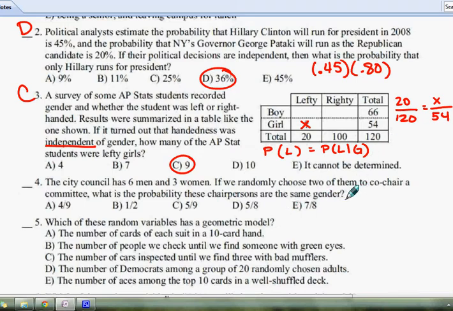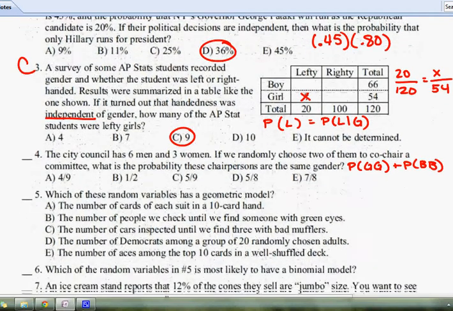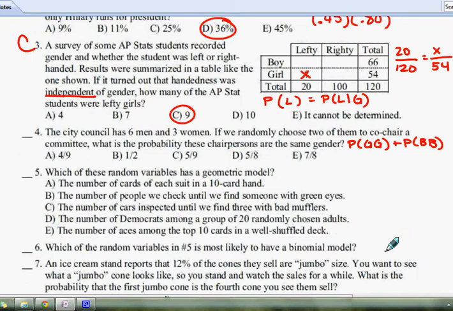Number 4, they're going to have the same gender if it is a girl and a girl, or if it is a boy and then another boy. Now, these are not independent of each other because what you choose for the first one affects the second one. So the probability of a girl the first time around is 3 out of 9. Second time around, there's one fewer girl, one fewer person. Same thing with the probability of the boy. We start off with 6 out of 9. The next time we have one fewer person and one fewer boy, 5 out of 8. And when we multiply that together, you're going to come up with B, 1/2.